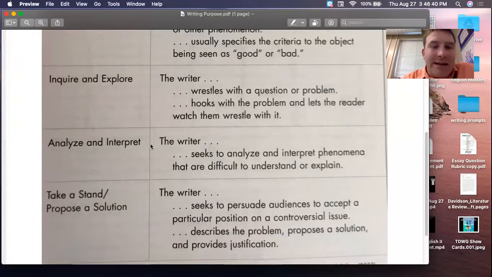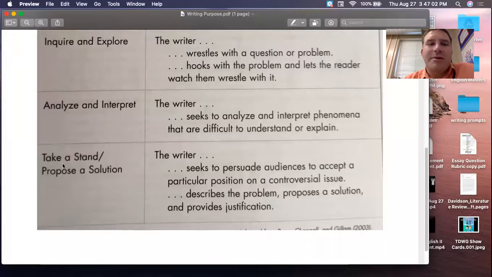You have analyze and interpret. The writer seeks to analyze and interpret a phenomenon that is difficult to understand or explain. This is what I do. I analyze things and I try to interpret them. I analyze this and I analyze other things, and now I'm interpreting them and trying to put them into terms that you students would understand.